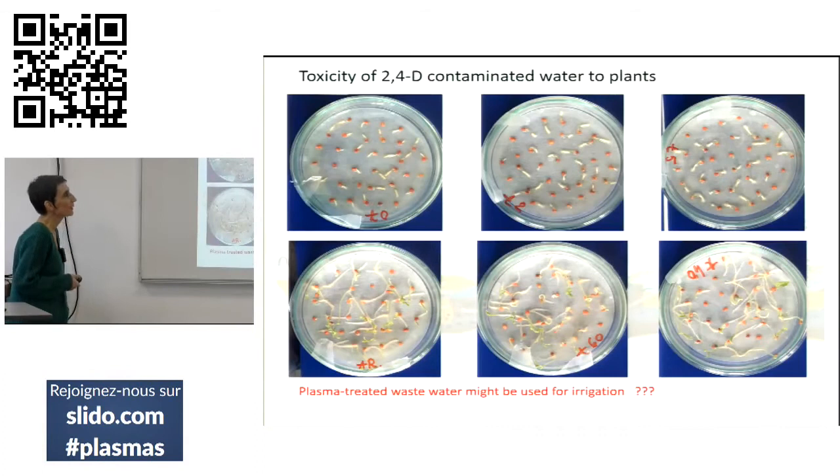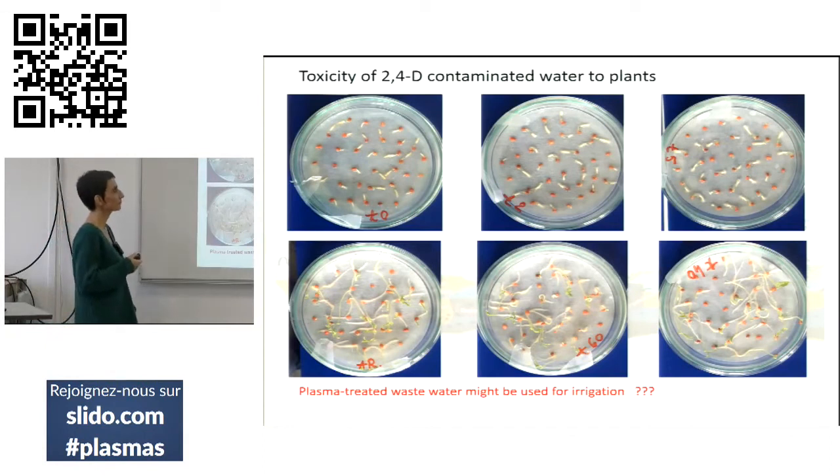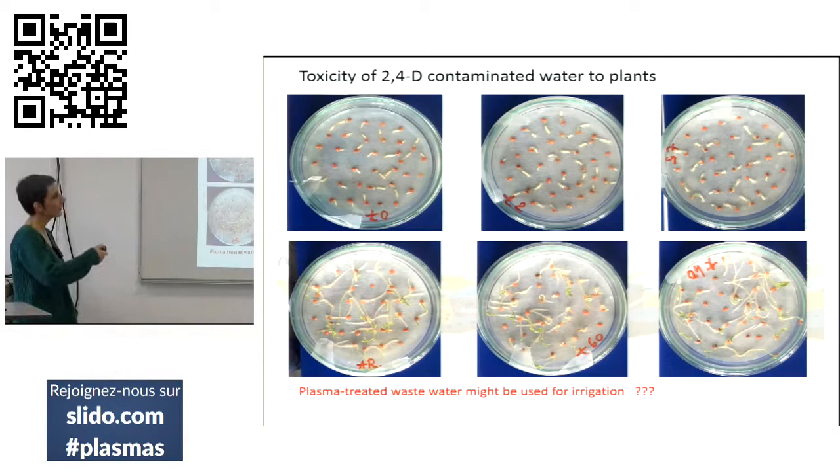We have tried to look at the toxicity to plants. So we have here an example for 2,4-D. These are tomato seeds, which are watered with tap water with this pesticide. Tap water with pesticide treated for 2 minutes, 5 minutes, 40 and 60 minutes, and clean tap water. So it's clear if we compare these two pictures that the pesticide inhibits growth of the plants, the roots are very small and the plants after some time die.